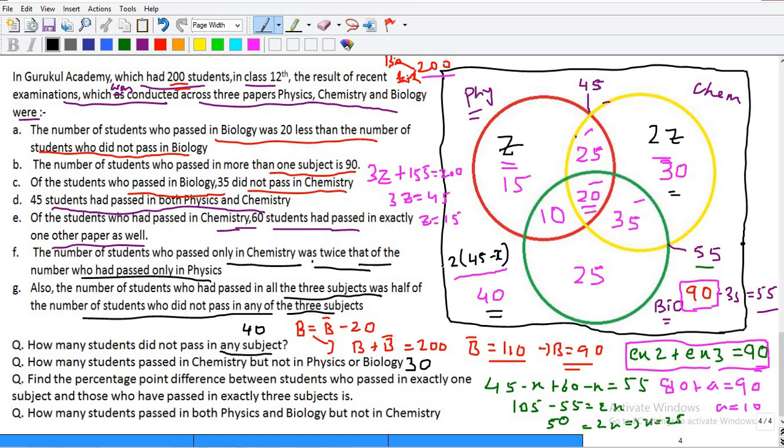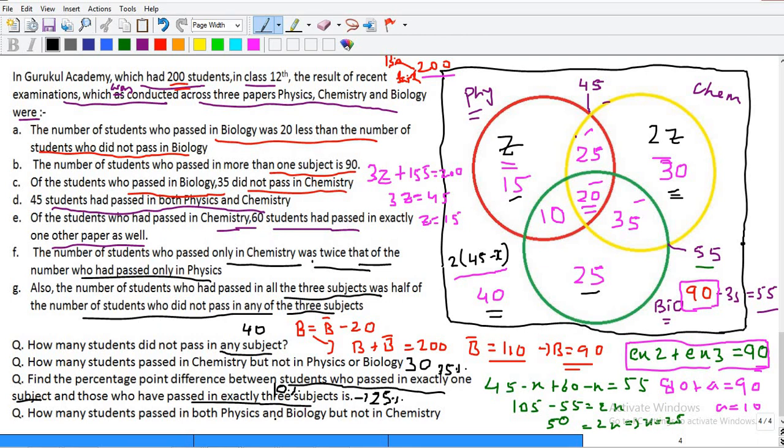Find the percentage point difference between the number of students who passed in exactly one subject and those who have passed in exactly 3 subjects. Okay, so how many people passed in exactly 3 subjects? That is 20, which is 10% of 200. So this is 10%. And those who have passed in exactly one subject are 15 plus 25 is 40, 40 plus 30 is 70. 70 is 35%, so exactly 1 is 35%, so their difference is 25. So the correct answer is 25.